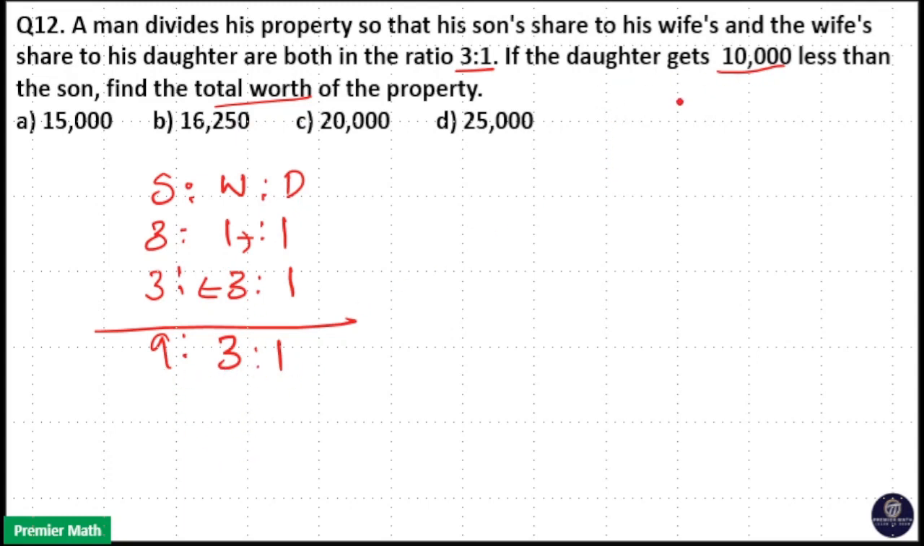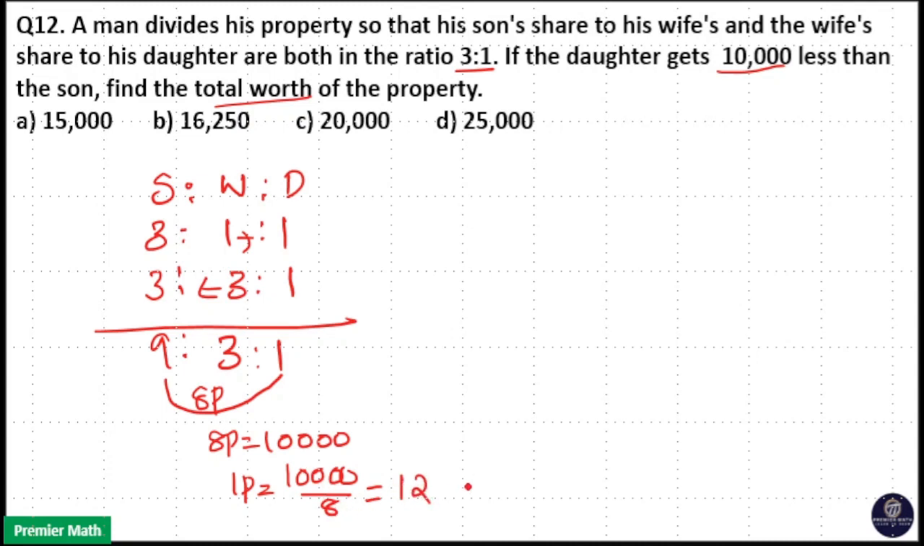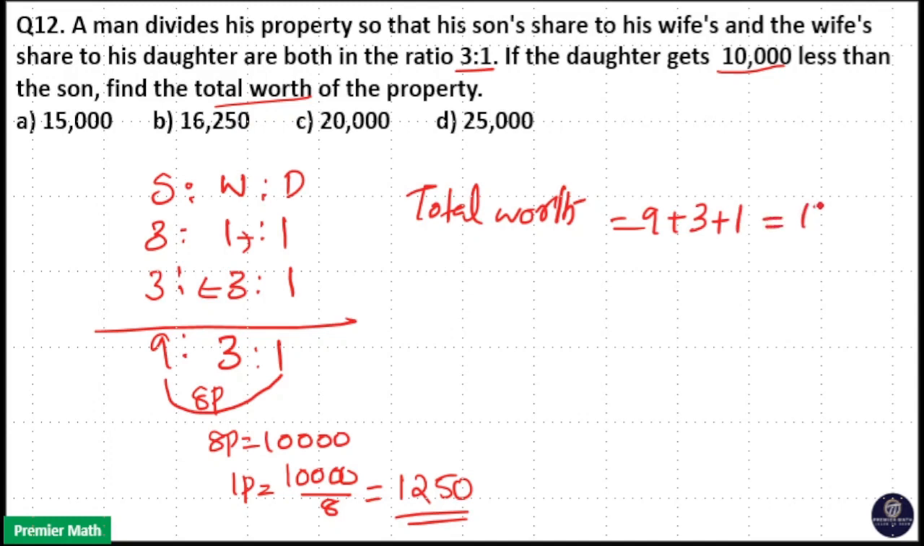Here daughter gets 10,000 less than the son. That means the difference between son and daughter is 9 minus 1, 8 parts. This 8 parts is equal to 10,000. That is 1 part is equal to 10,000 divided by 8, which is 1250. So 1250 is 1 part. Total worth is equal to 9 plus 3 plus 1, that is 13 parts.